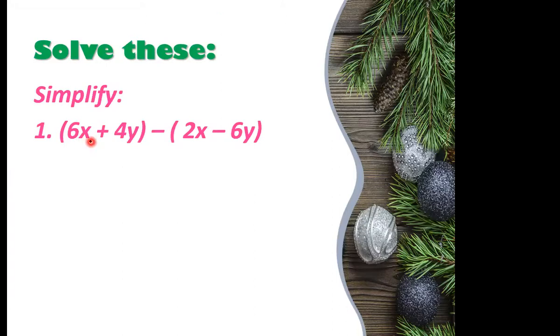Like here you have 6x plus 4y, so you will remove the bracket with the help of the sign which is written here, that is plus, and you will remove this bracket with the help of this minus. Okay, so it will be 6x plus 4y minus 2x, and minus minus will be plus 6y. I have shown you how to solve the first step. Now please give me the final answer.